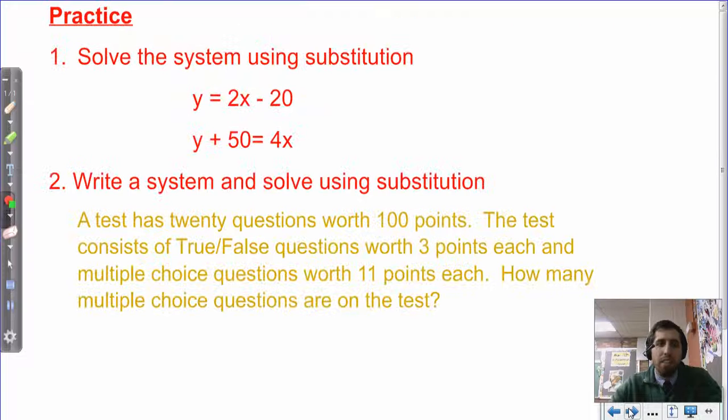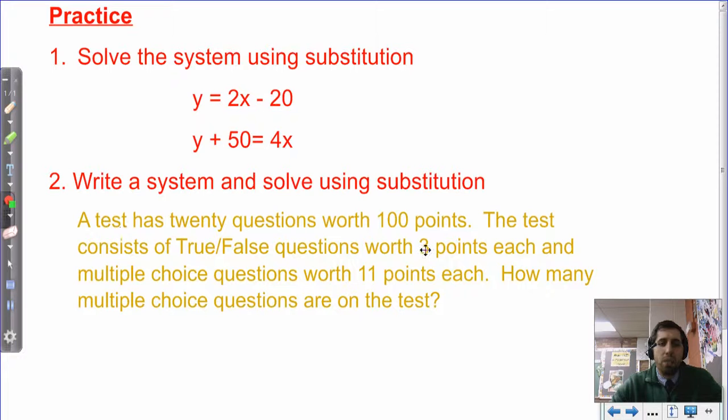So let's leave you with 2 practice problems to solve on your own. The first one is a system that's already laid out for you in equation form. The second one, I'm going to ask you to use this word problem, a little simpler than the last, but you're going to have to write your own equations, and then you'll solve it using substitution.